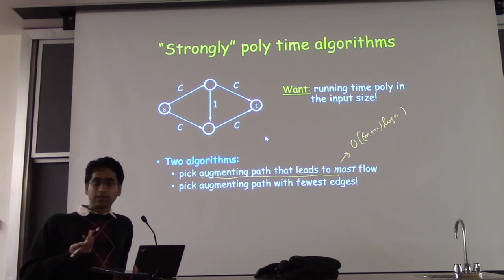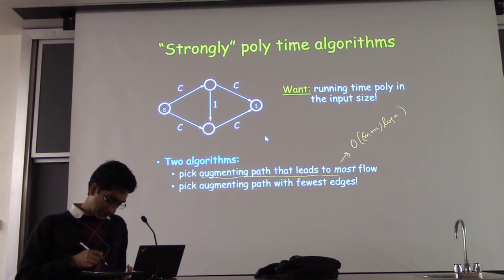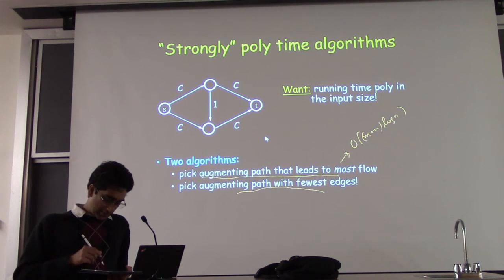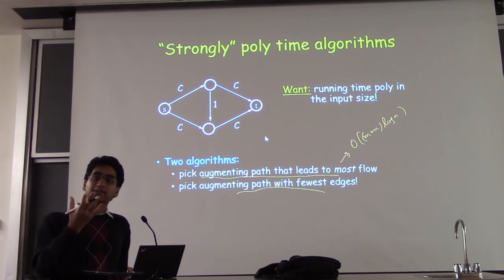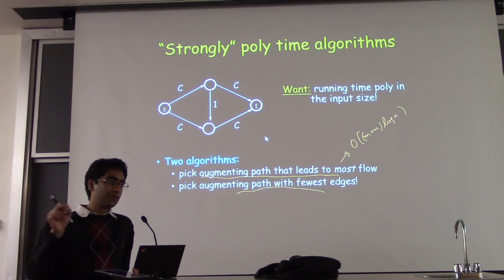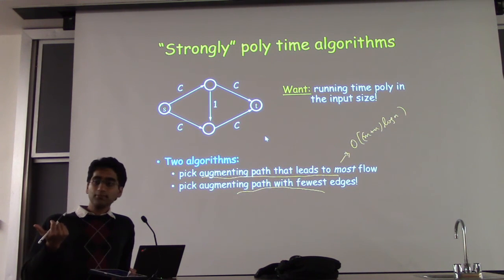It's not so great, but it's okay. Right? So that's what this gives. The other thing is what you were saying, which is suppose you do breadth first search to find the augmenting path. Then you'll find the shortest augmenting path in terms of the number of steps. Turns out this is also fine.